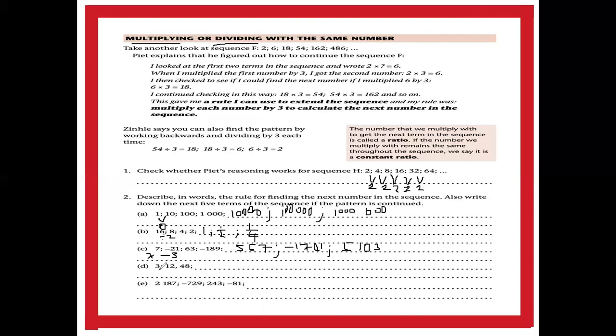And then if we move on to sequence D, sequence D goes 3, 12, and then 48. So 3 times what will give us 12? 3 times 4 will give us 12. And then we can check 12 times 4 gives us 48. Then 48 times 4 will give us 192. 192 times 4 will give us 768.